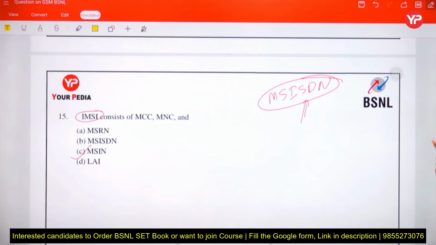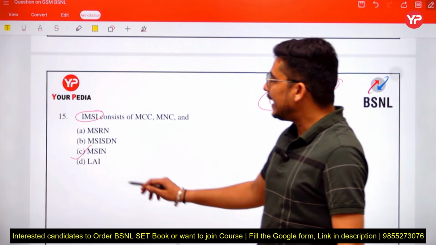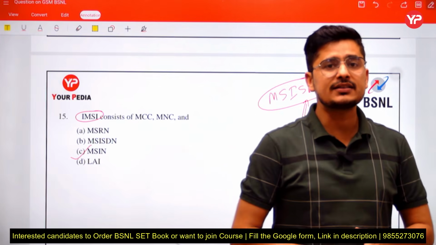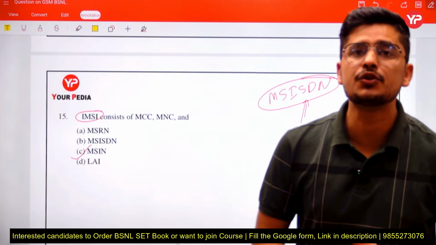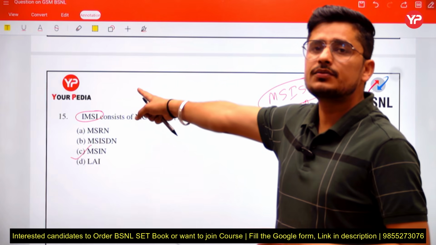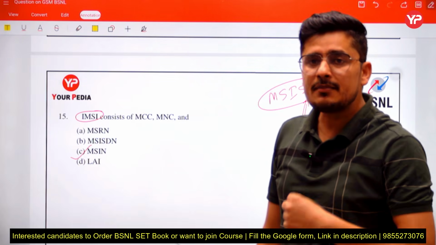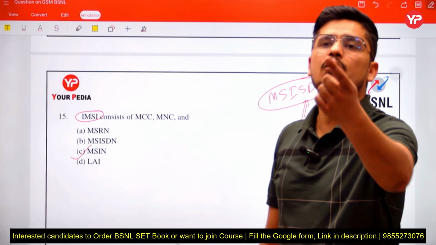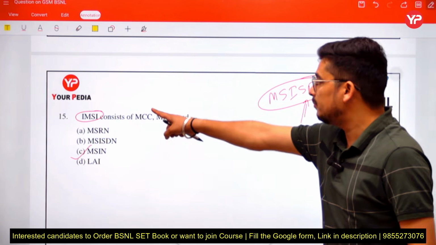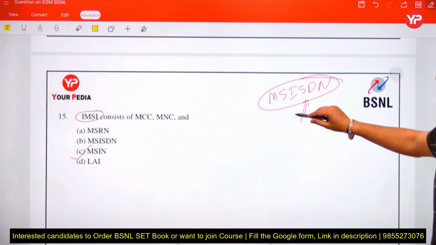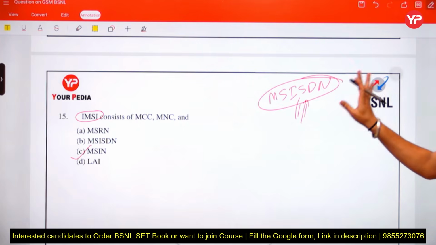So the structure of the IMSI number consists of three parts: MCC, MNC, and MSIN. This is to identify your identity globally. The network will identify you on the basis of this IMSI number. But whenever I am calling you, making a call to you, I will dial a number that is not the IMSI number. That number is the MSISDN number. Remember the names of these three things.